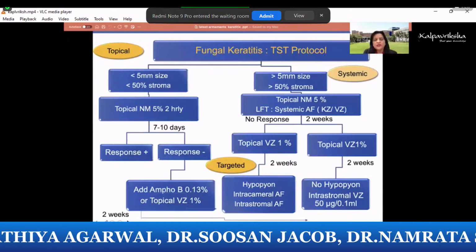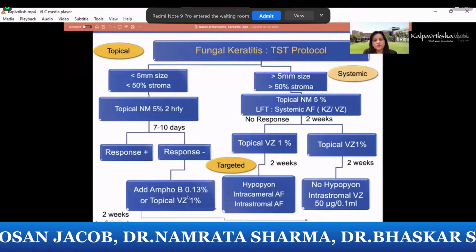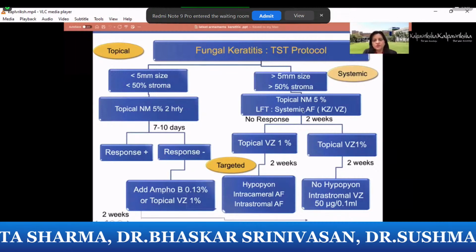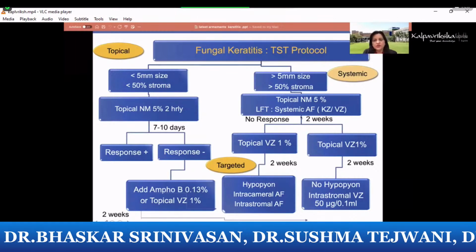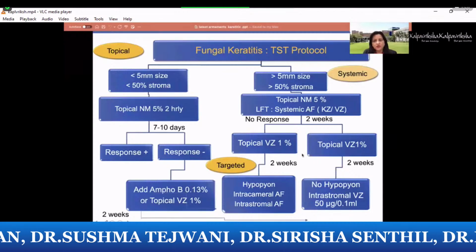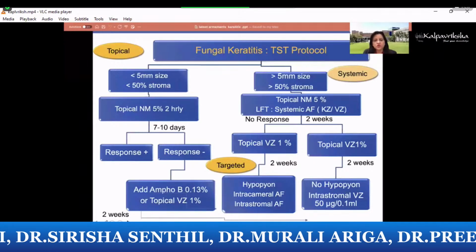So when the ulcer size is small and the depth is also less, topical natamycin can be given. If there is no response, one can add topical voriconazole. But if the ulcer size is large and the depth is more, then you have to give topical natamycin with systemic antifungal agents, add topical voriconazole, and if after 4 weeks there is no response, add intracameral or intrastromal or both.